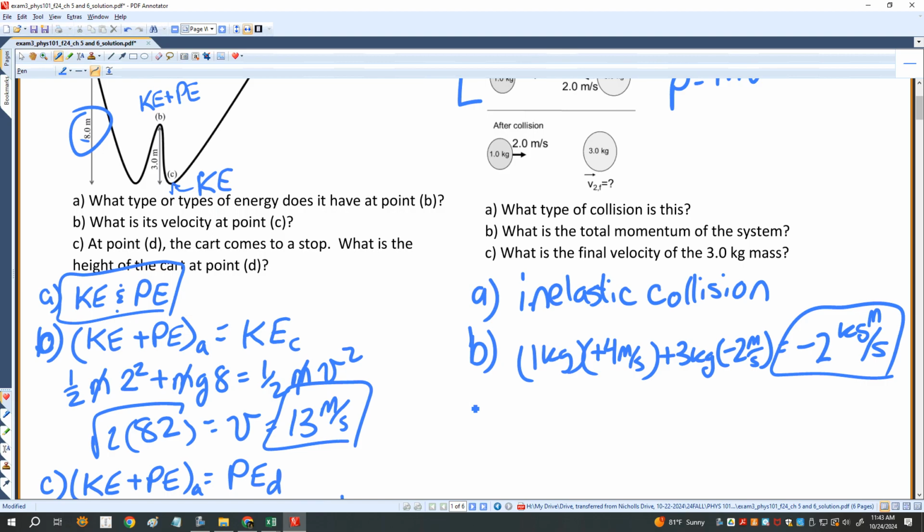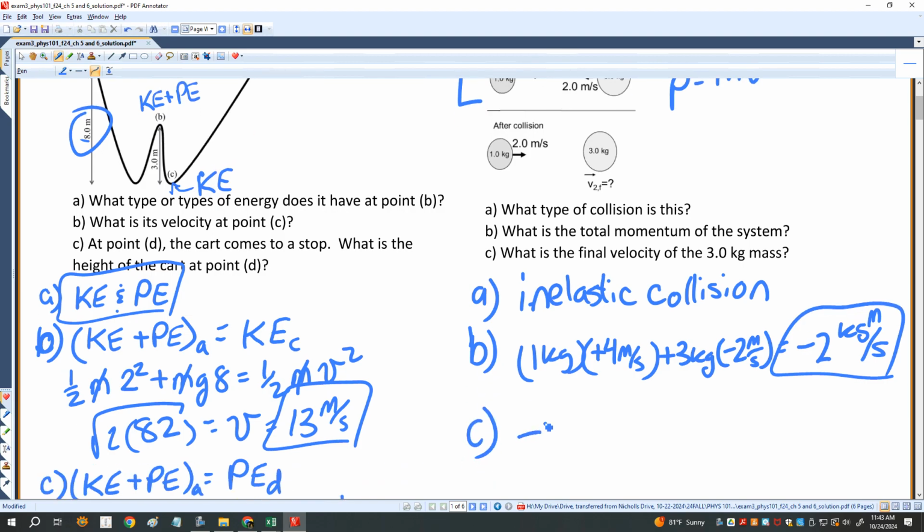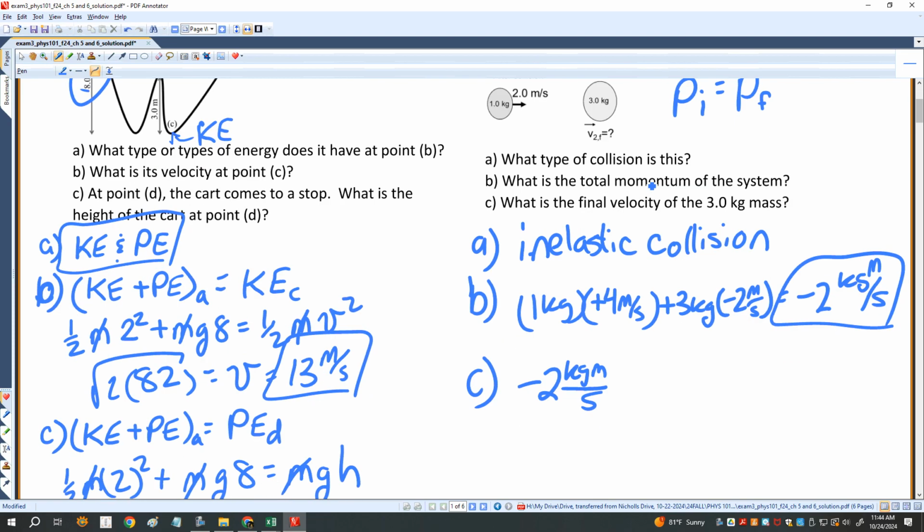And then finally, I want to know what is the final velocity of the 3 kilogram mass. I set that initial momentum, negative 2 kilogram meters per second, equal to the momentum in the final state, because I know that P initial is equal to P final. In the final state, I have two parts. It's going to be 1 kilogram times positive 2 meters per second, and then plus 3 kilograms times V2F.